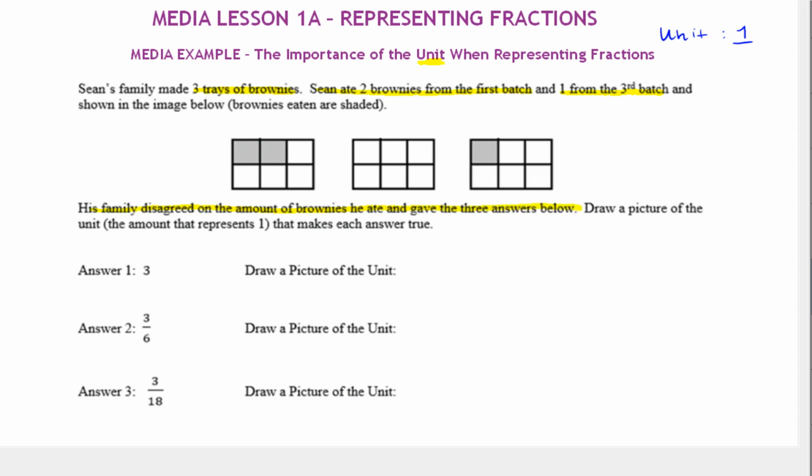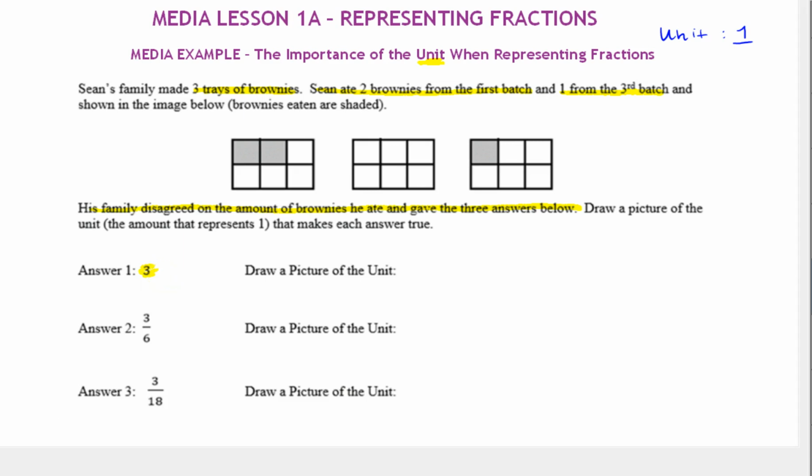And maybe you're looking at this and you already have an answer and you think, how could you ever see this in a different way? Well, we're going to see how what you're calling 1 or the unit really does make a difference. So it says, draw a picture of the unit, the amount that represents 1 that makes each answer true. So the first person said he had 3. Notice I could have said 3 brownies, but I just said 3. Well, 3 what? That's the question.